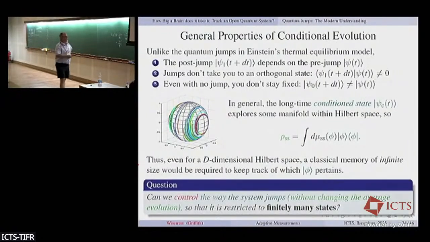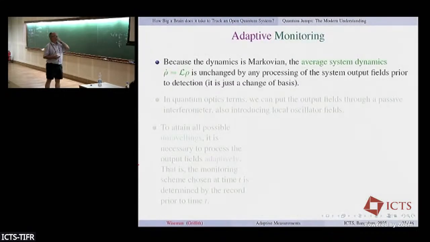So then that raises the question, can we control the way the system jumps? Again, always emphasizing this is without changing the average evolution. So we're not doing feedback on the system, we're just changing the way we get information about the system in order to restrict it to finitely many states. So this is, as I said, an example of adaptive monitoring. So we're not changing the average system dynamics.